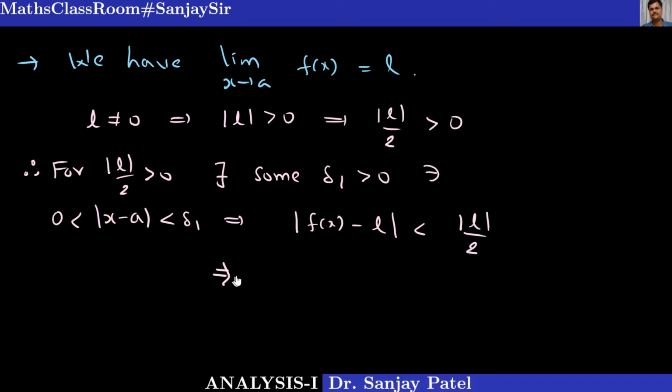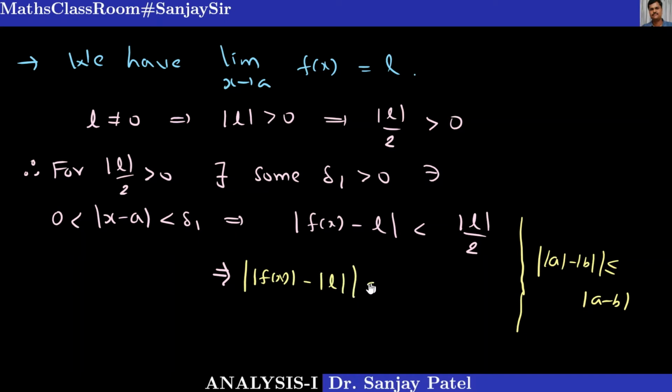Now I want to apply a result from the properties of modulus, which you know very well, that mod A minus mod B is always less than or equal to mod of A minus B. So using this fact, I can write mod of mod f(x) minus mod L, which is less than or equal to mod of f(x) minus L, and that is less than, because of the previous step, mod of L by 2.